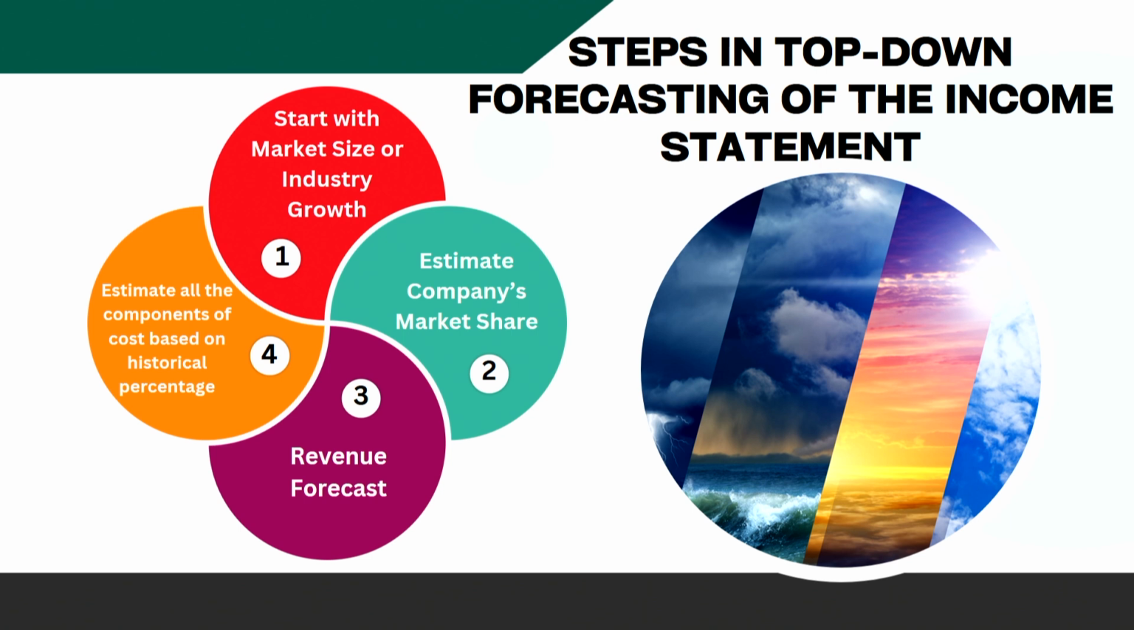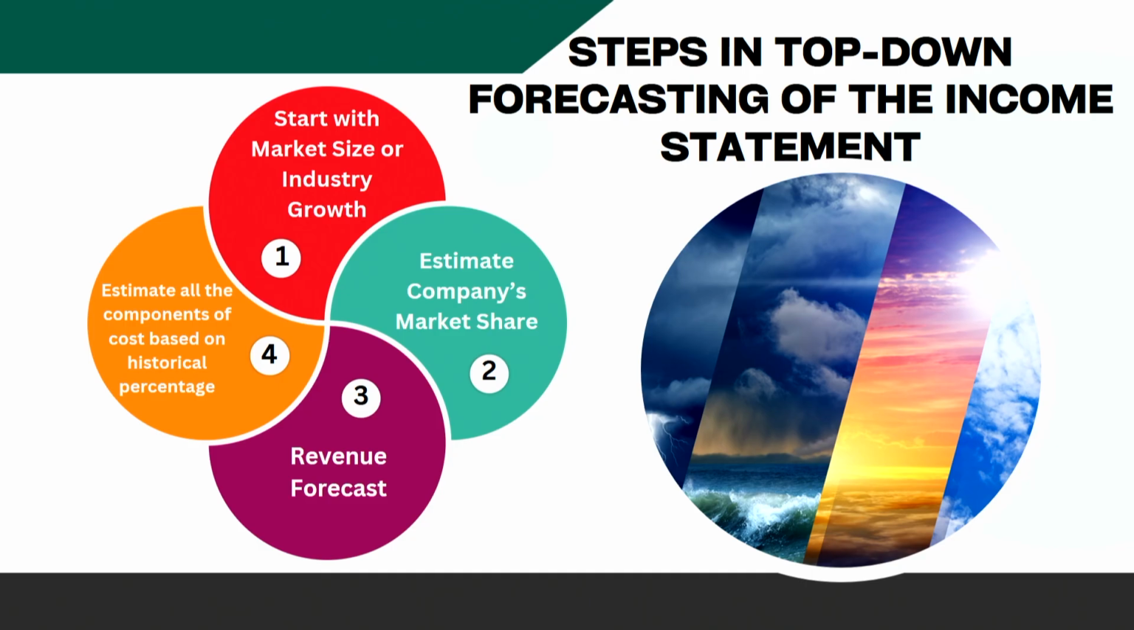Then step 2 is to estimate the company's market share. That is the second step associated with top down. After ascertaining the market size, ascertain the market share of the company for which we intend to project the income statement. Then step 3 is the revenue forecast. Based on the market share of that particular company, we ascertain the quantum of revenue to be generated in lieu of sales activities.